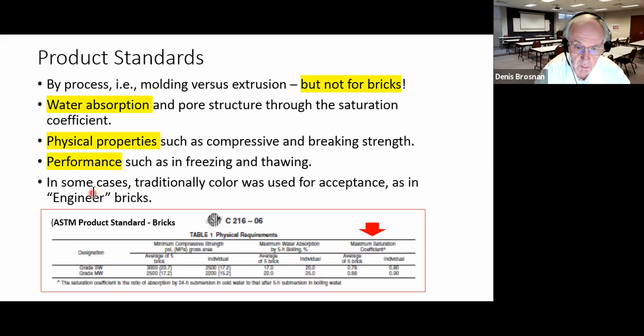Now, in some countries, particularly the UK, color has been used as an acceptance standard for bricks. Most people think well-fired bricks are darker red, or blue, black in color. That's not always the case. It depends on their raw material makeup.